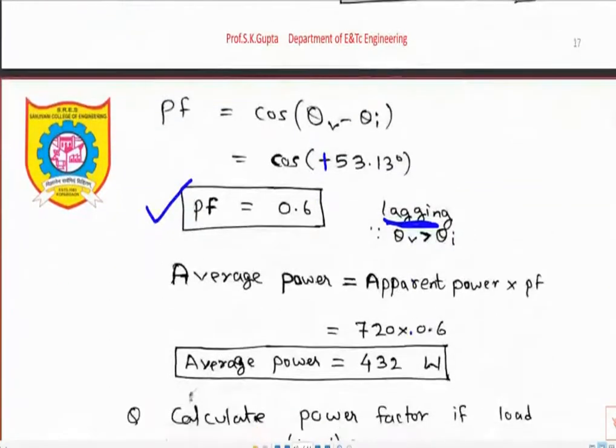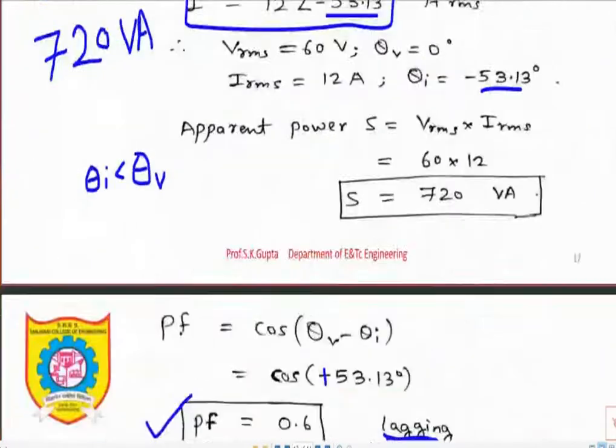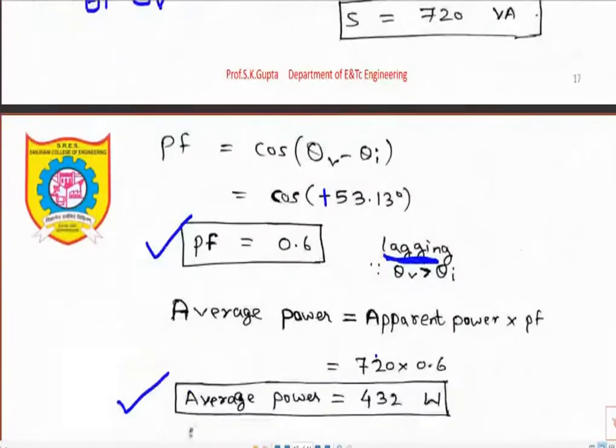And we know that average power is apparent power into power factor. So it comes out as 720 into 0.6. Answer for average power is 432 watt. Another formula for average power is V RMS I RMS into power factor. But already we have calculated the product of V RMS I RMS and also the power factor. So average power is 432 watt.